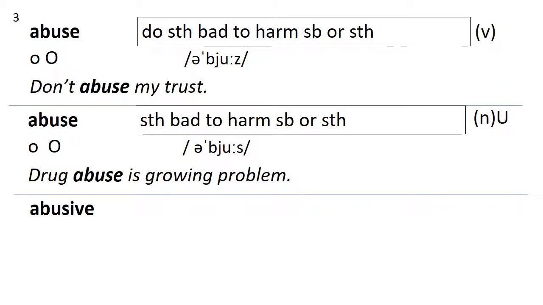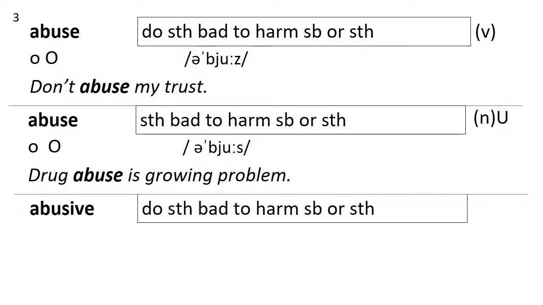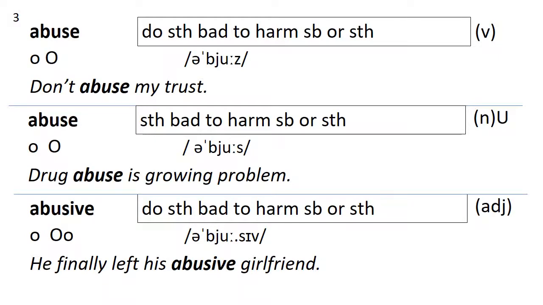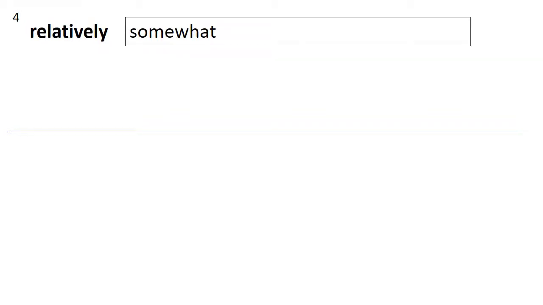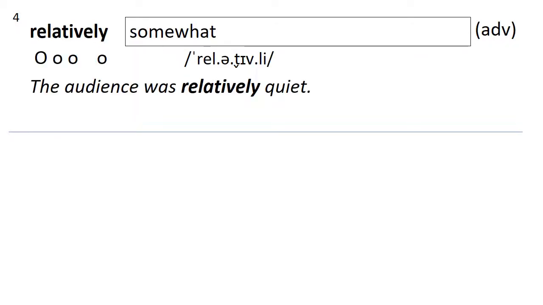All right, then we have abusive. Abusive means to do something bad, same meaning, but it's an adjective. How many syllables in the word abusive? 3. Stress on the second. Abusive. He finally left his abusive girlfriend. Next we have relatively. Relatively means somewhat, and it's an adverb. How many syllables in the word relatively? 4. Stress on the first. Relatively. The audience was relatively quiet.